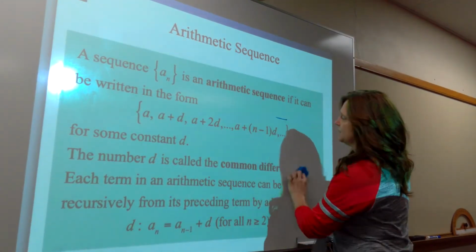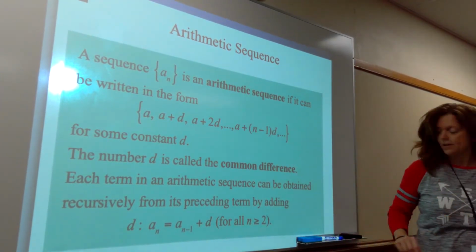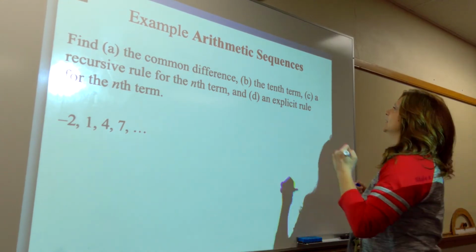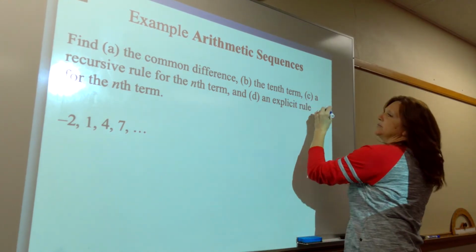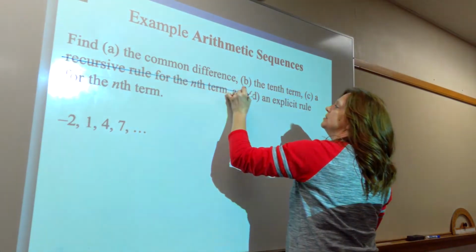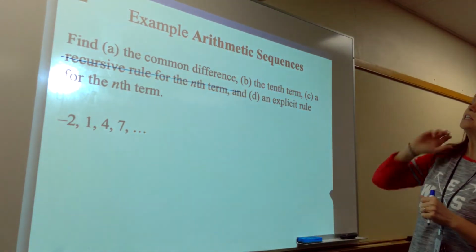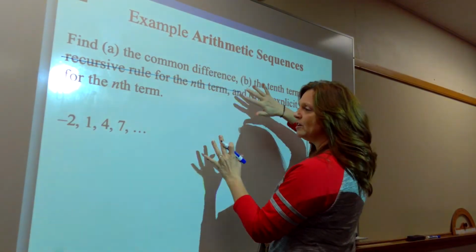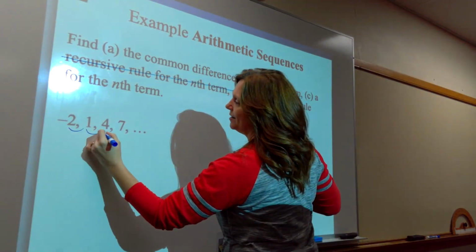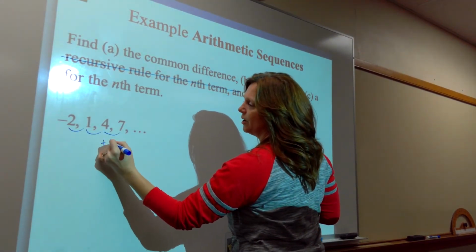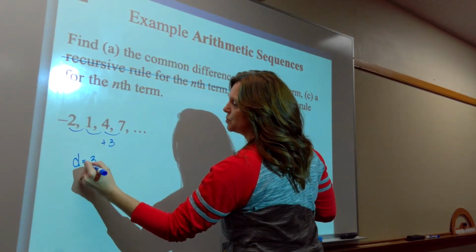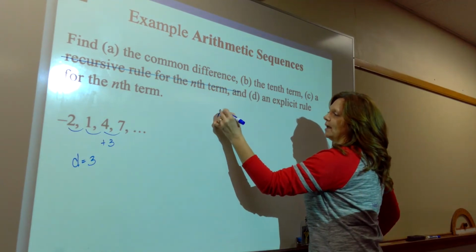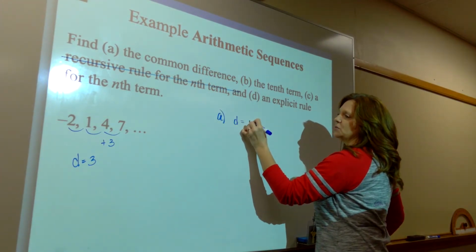Let's take a look at a quick example other than the one that I had there. Okay, so we're gonna skip part C. We don't want to do the recursive rule. So we're gonna take a look at this sequence. It says it's arithmetic, so we should be able to figure out that common difference. What are we adding every single time? Looks like we're adding 3, right? So d equals 3. That's the common difference. So that's part A.